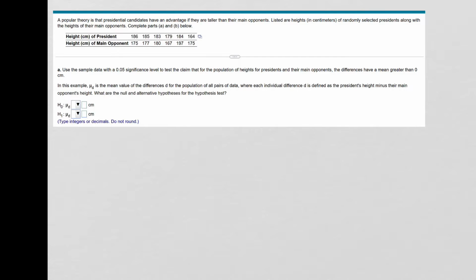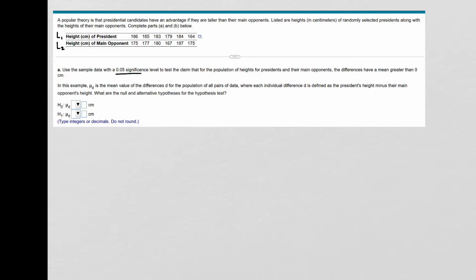In this problem, it says that a popular theory is that presidential candidates have an advantage if they are taller than their main opponents. We have a list of heights of randomly selected presidents along with the heights of their main opponents. So in part A, it asks us to use that sample data, and I'm going to put the heights of the presidents into L1 and the heights of the main opponent into L2. So we've got our data in the calculator.